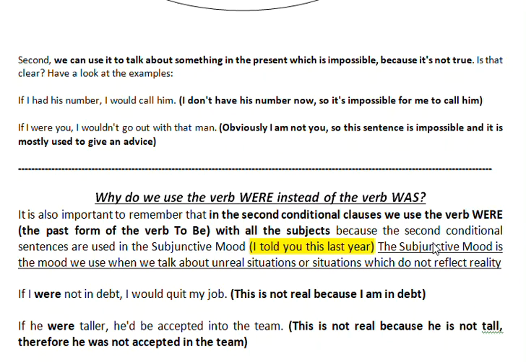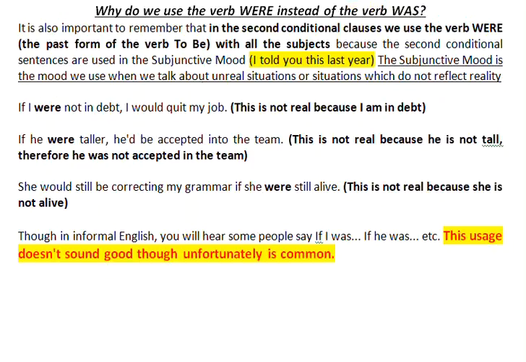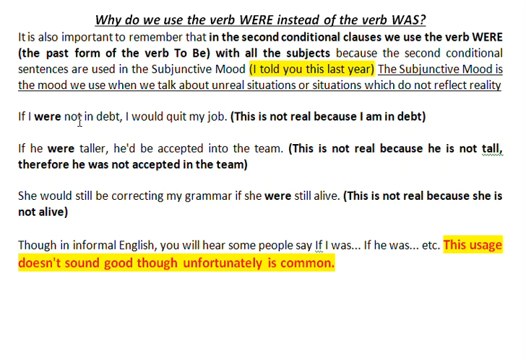The subjunctive mood is the mood, es el modo, ¿ya? we use when we talk about unreal situations or situations which do not reflect reality. Es el modo que utilizamos cuando hablamos de situaciones irreales o situaciones que no reflejan la realidad. Example, if I were not in debt, I would quit my job. Si yo no tuviera deudas, yo renunciaría a mi trabajo. But this is not real because I am in debt. Okay? It's not real. It's a subjunctive mood.